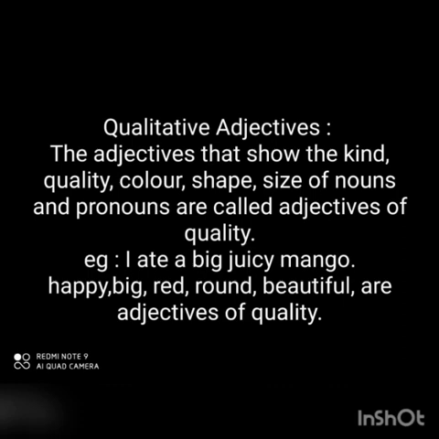Qualitative adjectives. The adjectives that show the kind, quality, color, shape, size of nouns and pronouns are called adjectives of quality. Example: I ate a big juicy mango. Happy, big, red, round, beautiful are some examples of adjectives of quality.